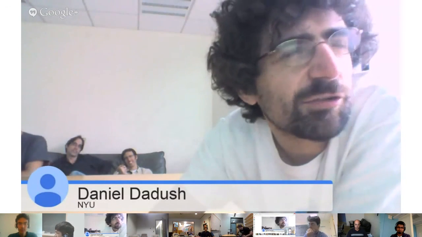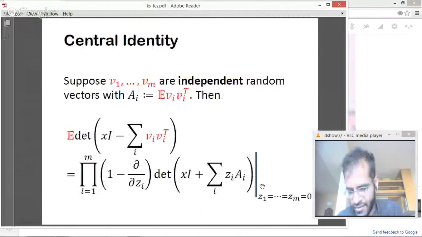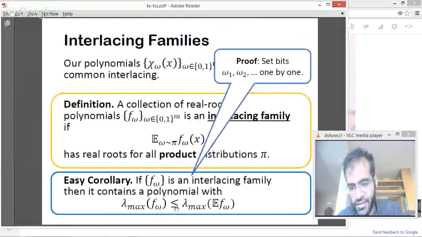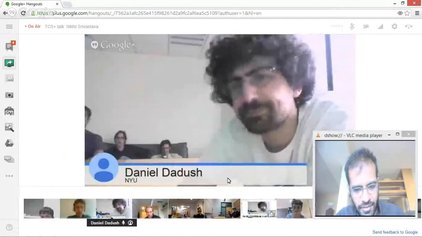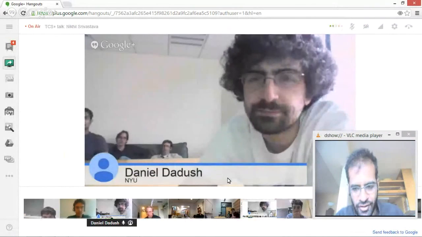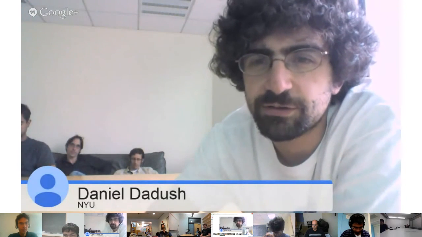Could you say what exactly you have to compute to make this algorithmic? Yes, it comes down to the same question here. Suppose I want to set the first bit, then I need to compute the expected characteristic polynomial conditioned on the first bit. So you need to compute conditional expectations of characteristic polynomials. And as I said, you need the full polynomial. You can't evaluate it at a few points or something like that.